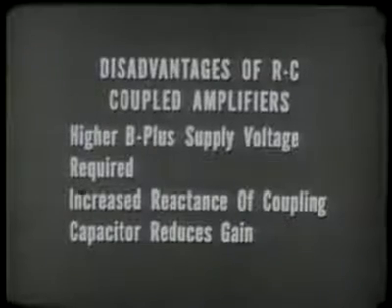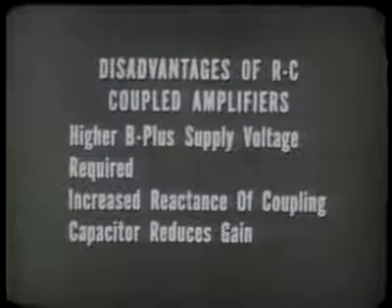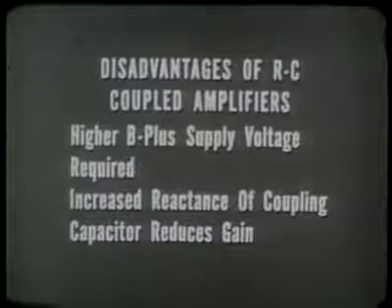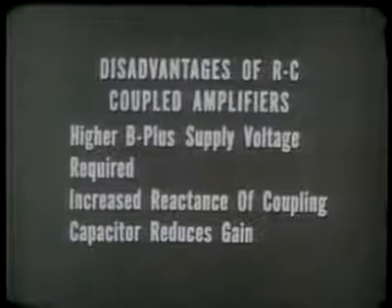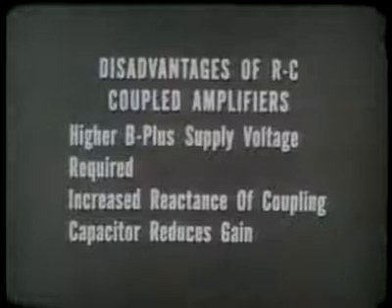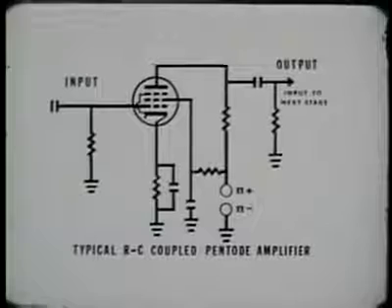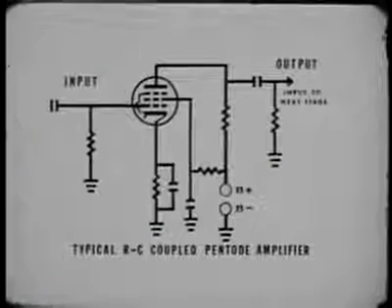The disadvantages of RC coupled amplifiers are higher B+ supply voltage is required, and the reactance of the coupling capacitor increases at lower frequencies, thus reducing the gain. Now let's analyze a typical RC coupled pentode amplifier.